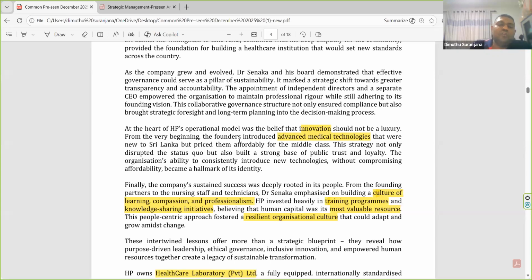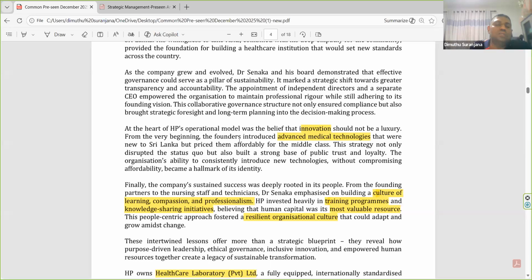At the heart of HP's operating model was the belief that innovation should not be a luxury. From the very beginning, the founders introduced advanced medical technologies that were new to Sri Lanka but priced for the upper middle class. So innovation is one of the themes they applied from the beginning. They wanted to introduce advanced medical technologies that are affordable even to the middle class.